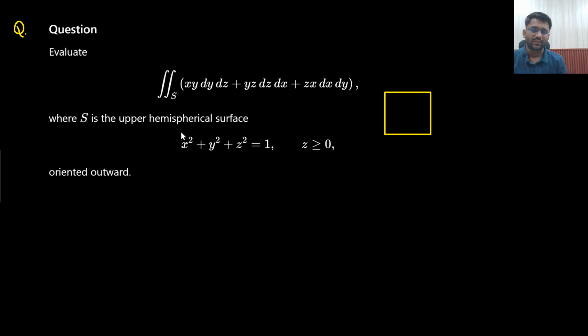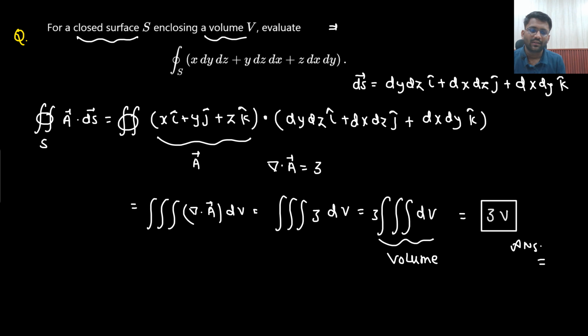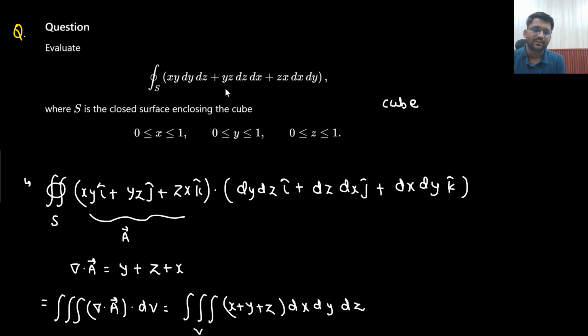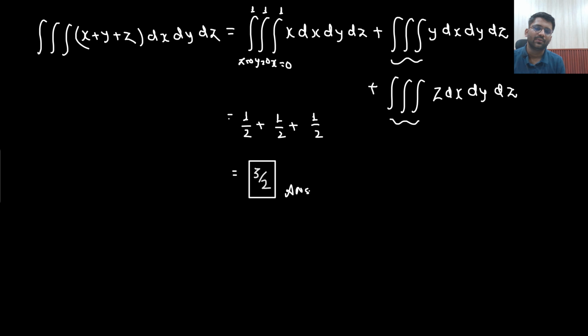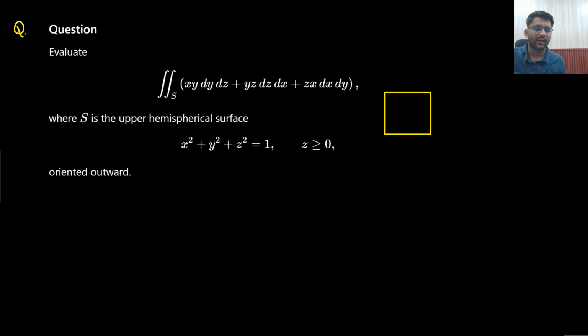Understandable? Solve this question. The ditto same question is there. Ditto same question. xy, yz, zx. Similar scenario. Everything is same as the previous problem. Everything remains same as the previous problem. This time the surface is sphere. So everything remains the same.